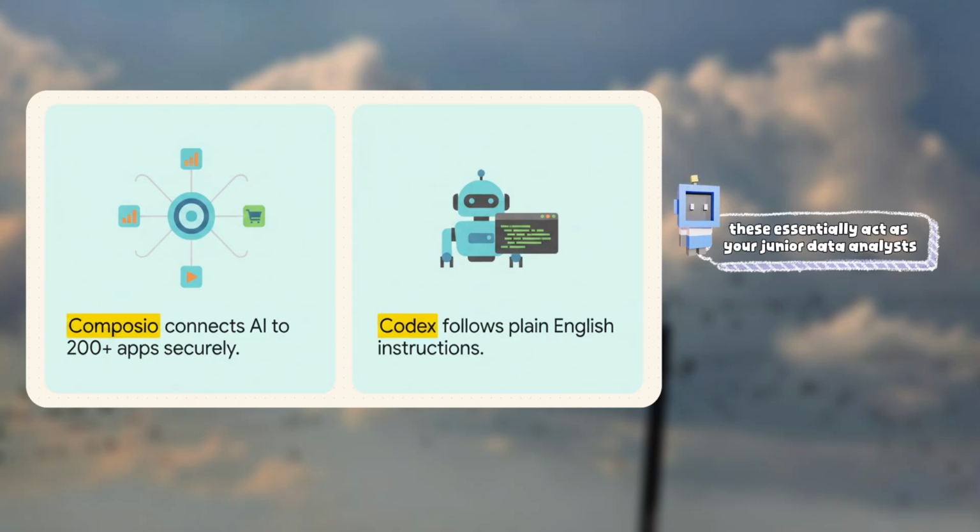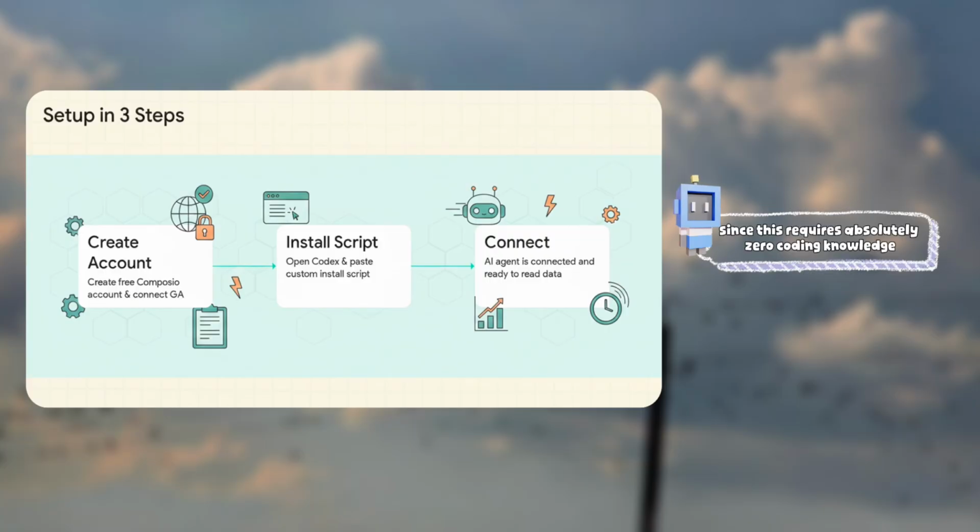These essentially act as your junior data analysts who literally never sleep. You don't need to write a single line of code, they just follow plain English instructions to do the heavy lifting for you. Since this requires absolutely zero coding knowledge, getting it operational is incredibly fast. Step 1. You just create a free account at composio.dev and connect the Google Analytics Toolkit, which takes maybe 60 seconds. Step 2. Open Codex or Claude Code in your terminal, copy the custom install script from the Composio dashboard, and just paste it in. One click. By step 3, your AI is securely connected and ready to read your live event data in under 5 minutes. No complex server setups, just immediate access. To see how seamless this integration is, here's what this looks like in practice.